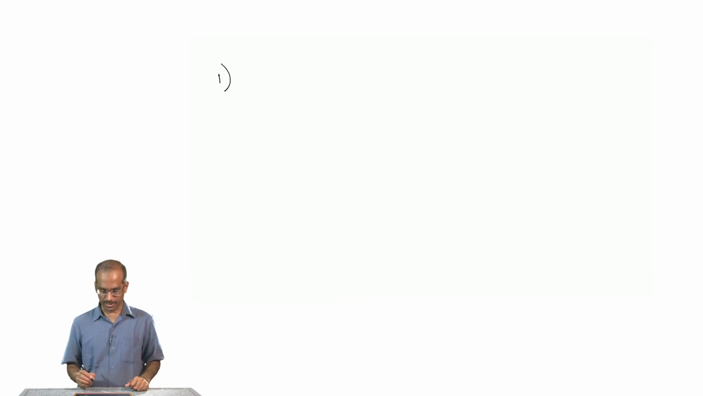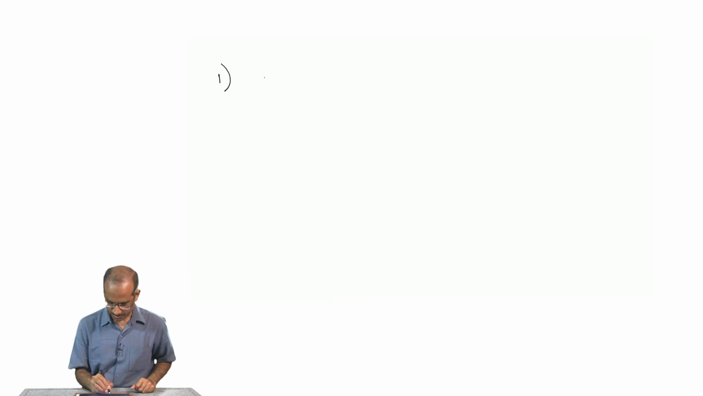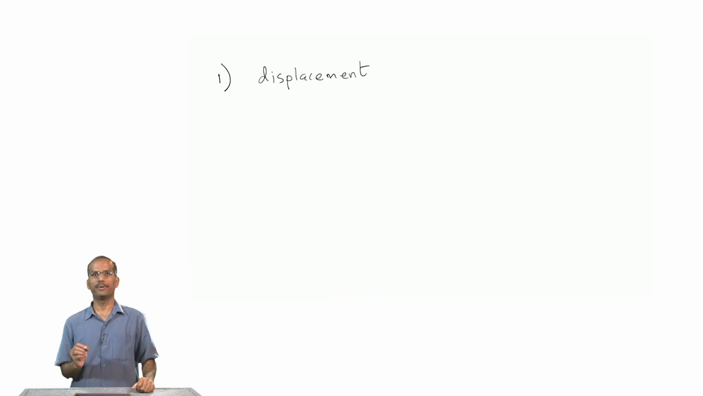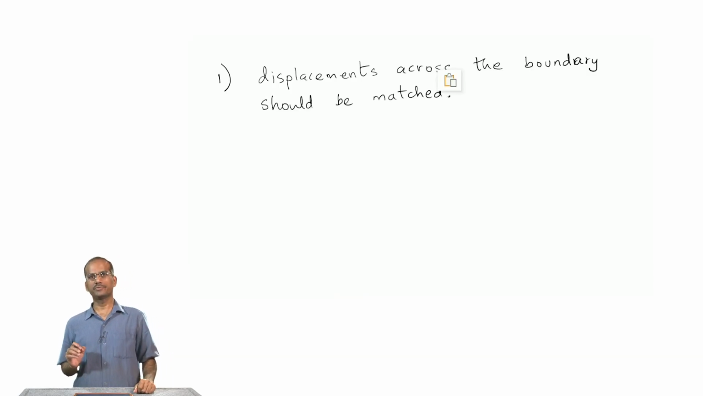One of our first boundary conditions should be that displacement across the boundary should be matched. It is another way of saying that displacement cannot be discontinuous at the boundary.